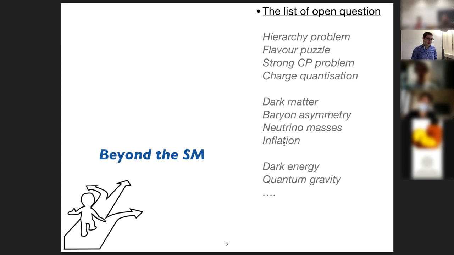There's also large evidence for inflation that took place in the early universe. And there are more exotic things, probably even at shorter distances, for example, dark energy, quantum gravity, etc. So we definitely need to study beyond the standard model.